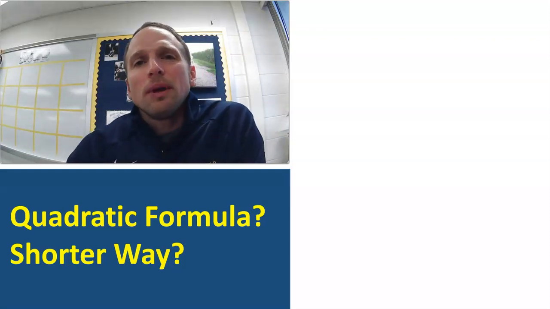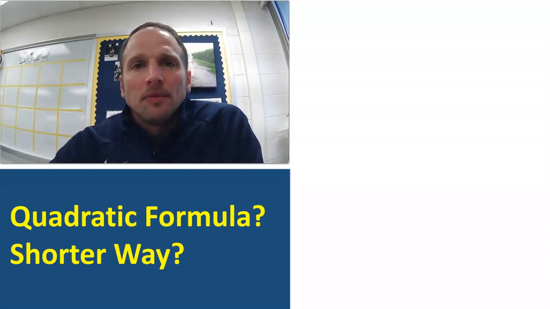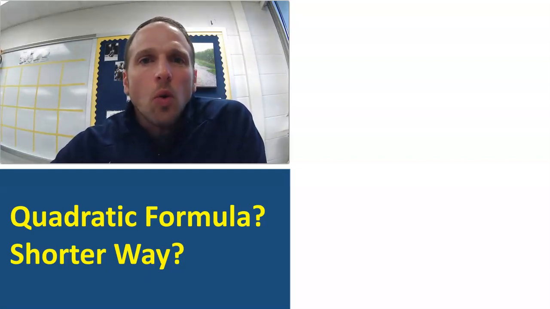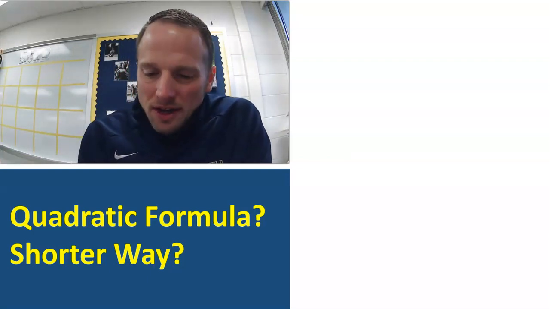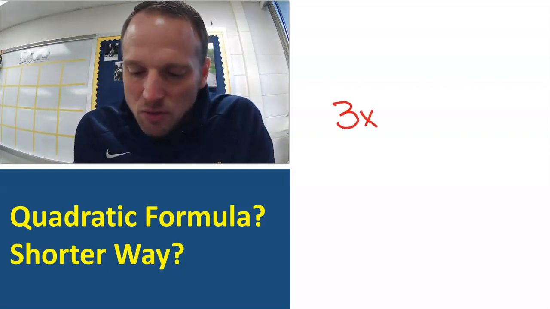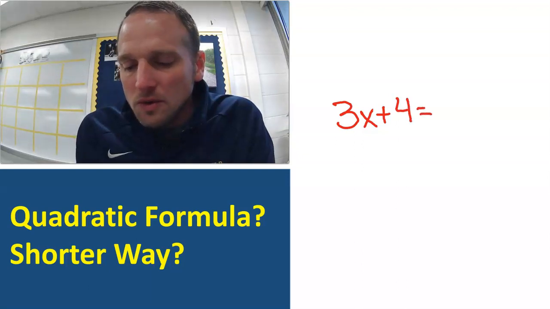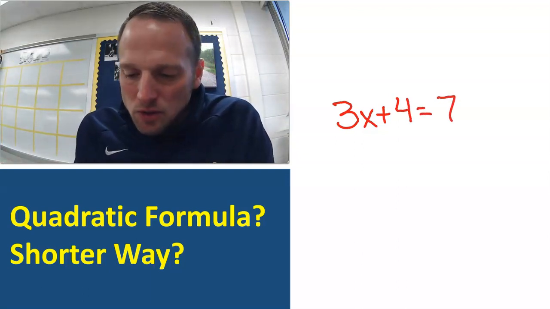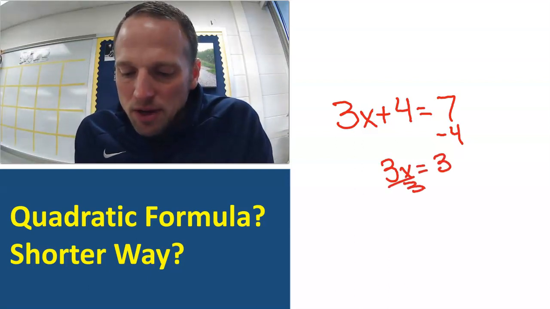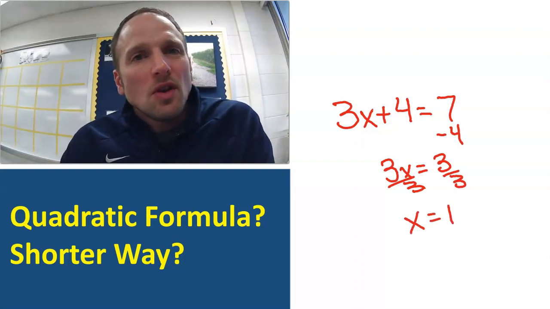Okay, so we have been spending the last couple sections working on how to solve quadratic equations. We know how to solve equations. If we have an equation like 3x plus 4 equals 7, we subtract 4 from both sides and get 3x equals 3. Then we divide by 3 on both sides and get x equals 1. And that's really no problem.